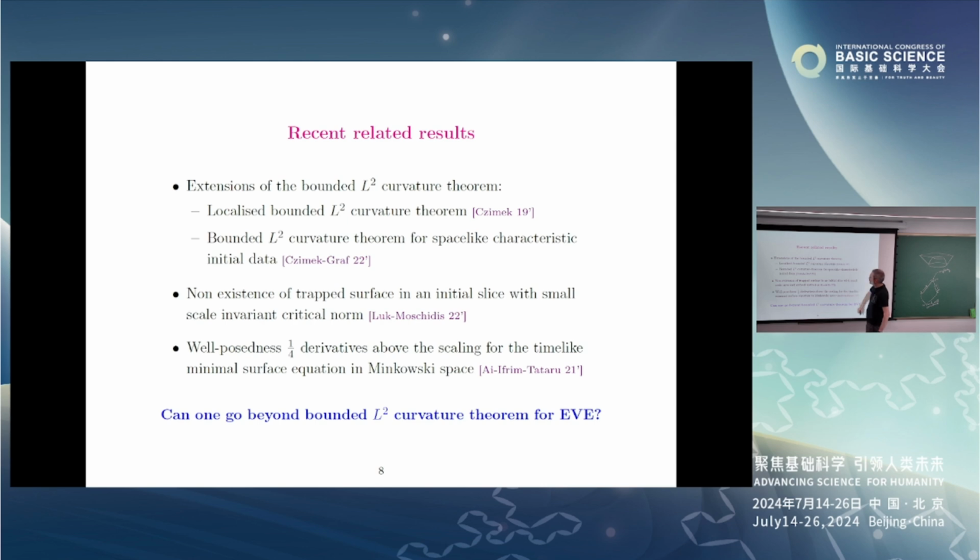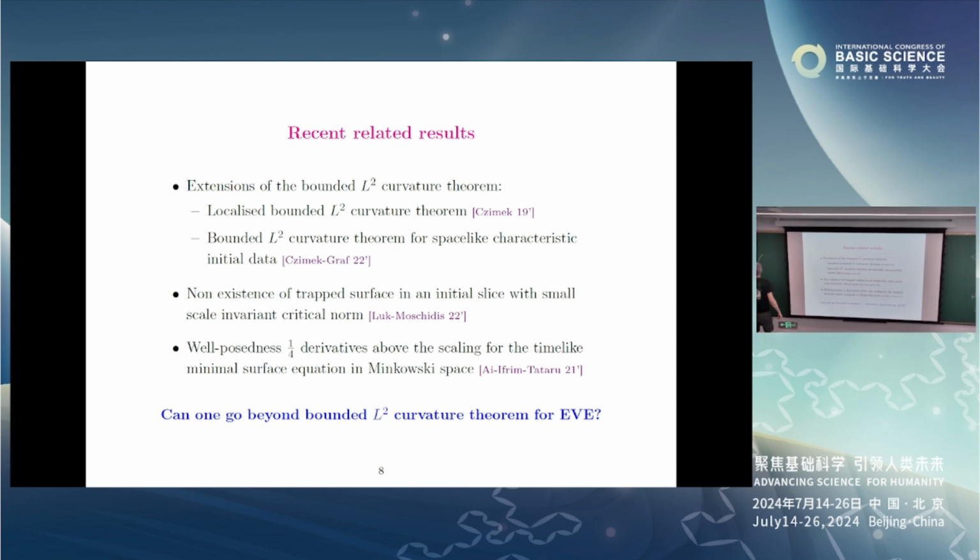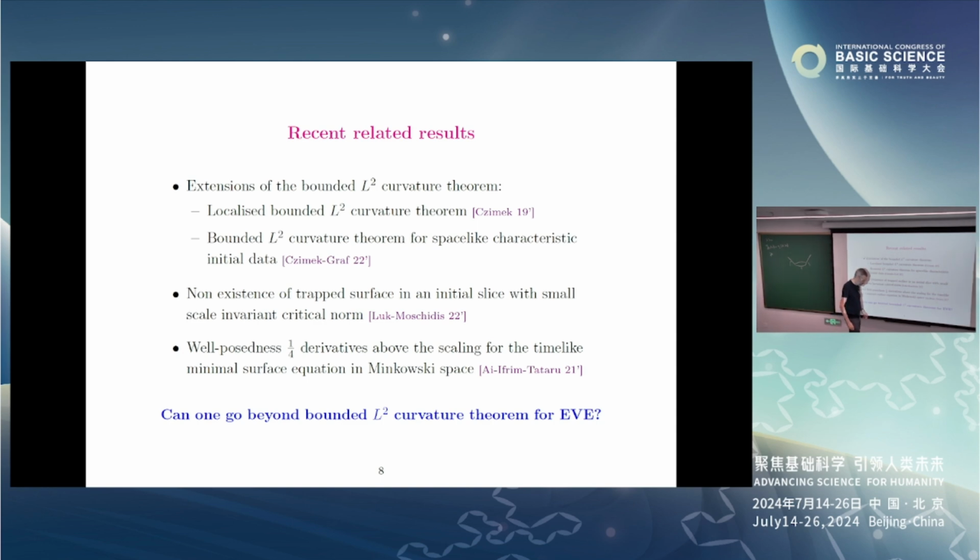And then it has also been extended to a different setting than the standard Cauchy surface, to the characteristic Cauchy surface. In other words, when you start with a ball and the cone emanating off the ball. So you set the initial data here, and here. This is the so-called spacelike characteristic initial value problem. And this has been extended by Olivier Graf and Stefan Czimek. Okay, so this was for the extensions.